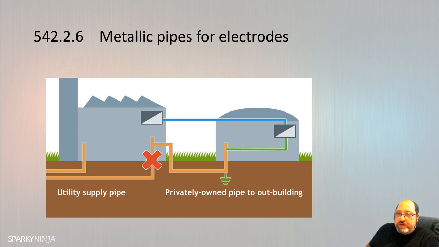Right. So can a water pipe be used as an earth electrode? The answer is if precautions are taken against its removal. Can a water utility supply pipe be used as an electrode? The answer is no.